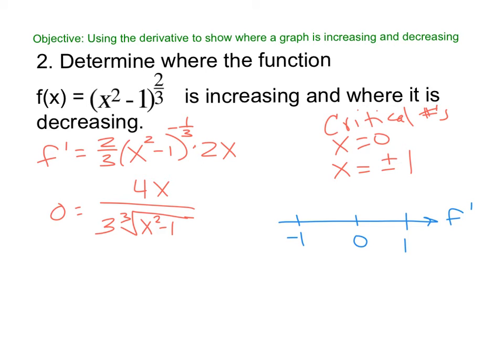So I'm picking numbers on either side: -2, -1/2, 1/2, and 2. And I'm plugging into the derivative because we want to know, is the derivative positive or negative? So now in the bottom, when I plug in -2 into the bottom, that's a positive. And then plug into the top, it's a negative.